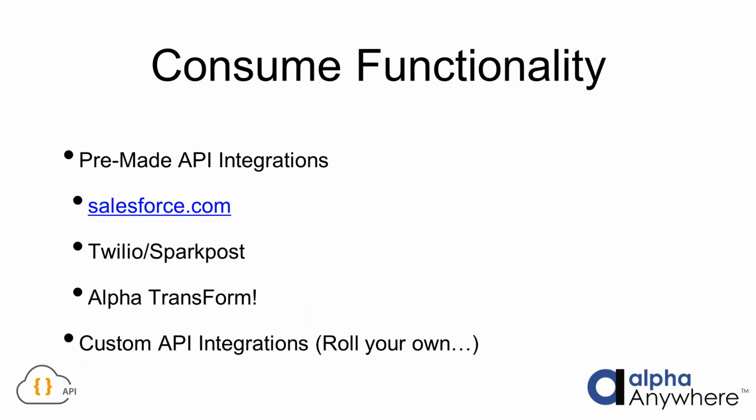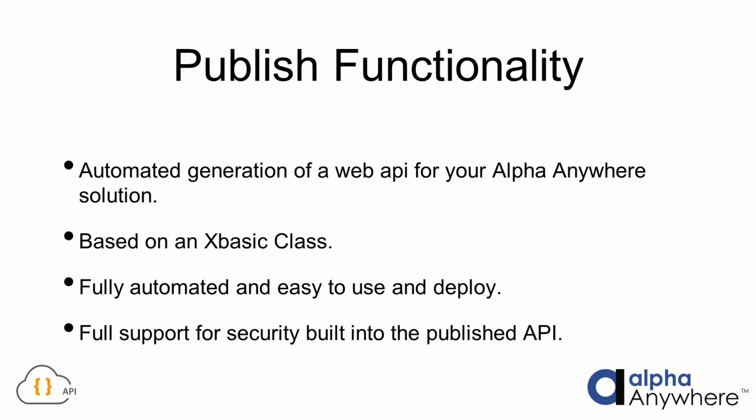So about consuming, we do have some pre-made API integrations, some basic samples that show you how to integrate with other platforms. We also directly integrate with Salesforce through a bunch of XBasic functions that have been added. We have Twilio and SparkPost. We have Alpha Transform, which I added that mention there. You can consume Transform data into your Alpha Anywhere applications and also send it back out. And of course, you can always roll your own API integration. We've got some tools in there now that make that easy, and more coming down the road around REST API that are going to make things even more awesome.